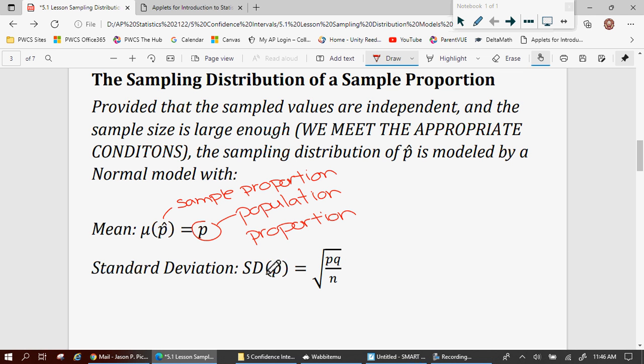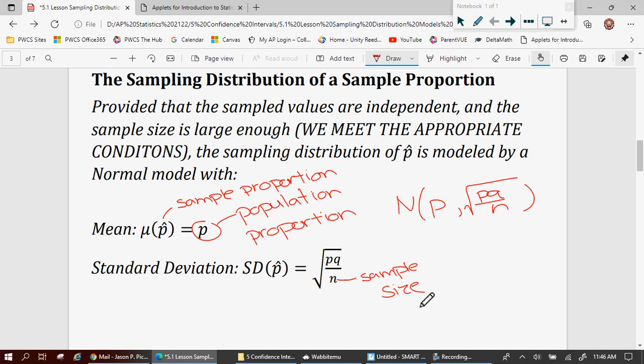And we can find the standard deviation of our distribution of sample proportions by doing P times Q, dividing that by N. Remember, that's the sample size. And then taking the square root of all that. So what we get, and we did this notation before, is a normal model with mean P, standard deviation the square root of PQ over N.